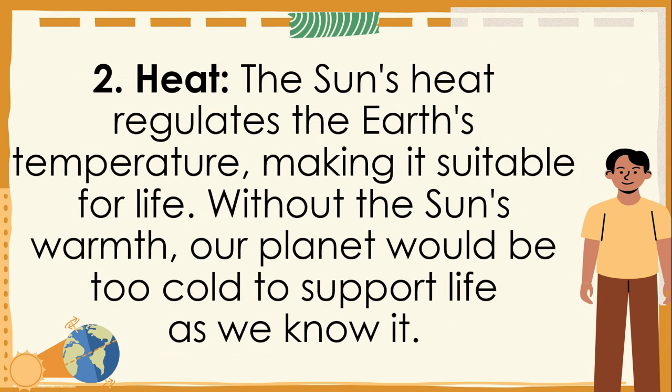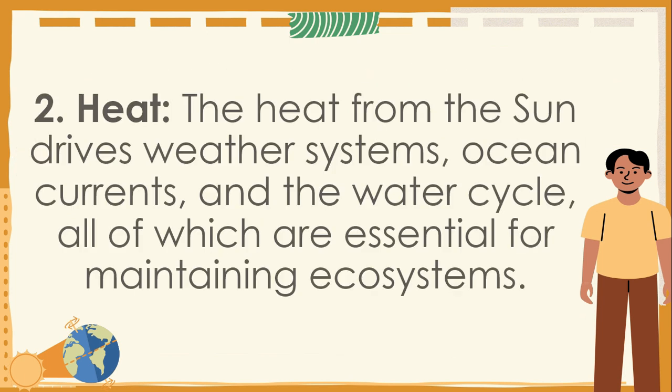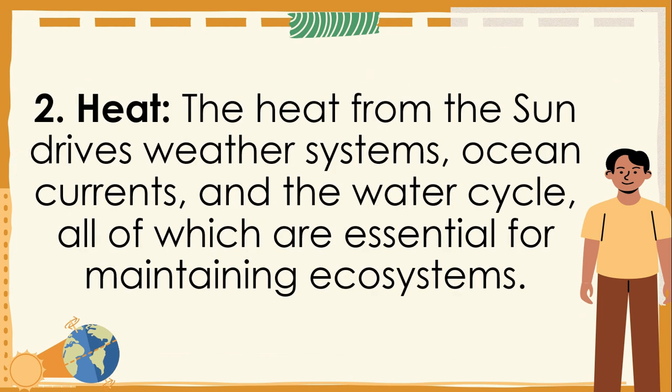Heat. The sun's heat regulates the Earth's temperature, making it suitable for life. Without the sun's warmth, our planet would be too cold to support life as we know it. The heat from the sun drives weather systems, ocean currents, and the water cycle, all of which are essential for maintaining ecosystems.